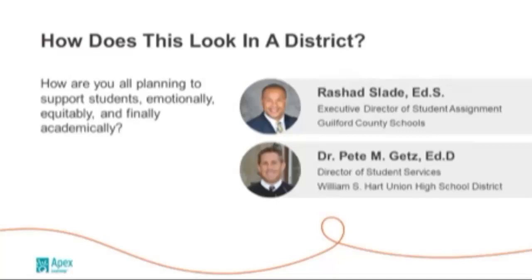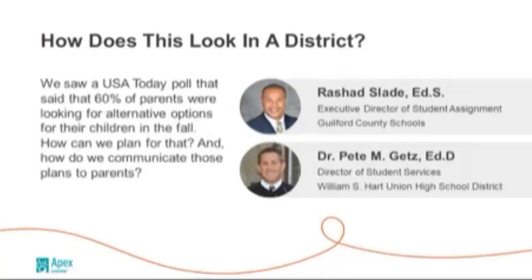All of us are in that boat, and I think that one of the challenges that we see in that equation is something that was evidenced by a poll that we saw in USA Today, and it said that 60% of parents are looking for alternative options for their children in the fall. How in the world do we plan for that, and how do we communicate those plans to our parents? Pete, do you want to just pick up where you left off?